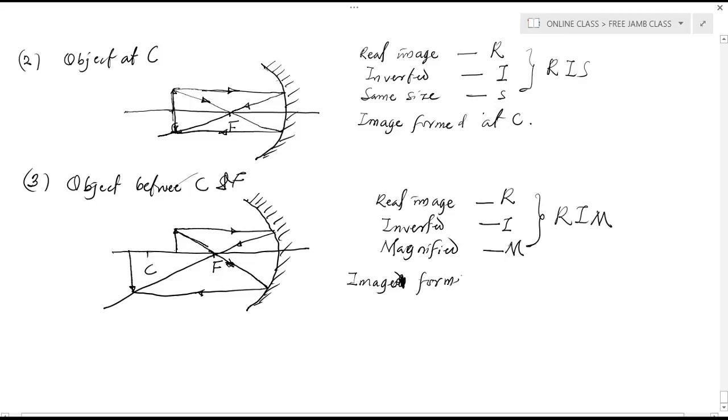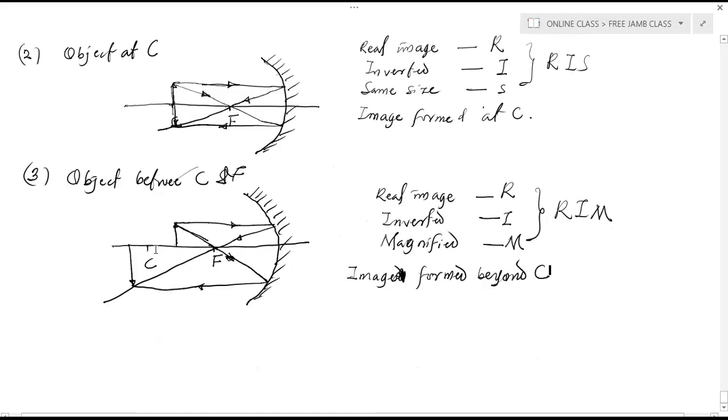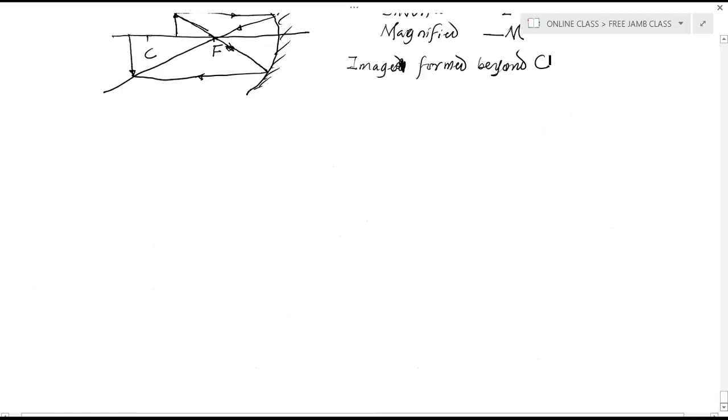You can see the correlation between the first one and the third one. When object is beyond C, image is formed between C and F. Now, object is between C and F, image is formed beyond C. So they are like opposites. So you must get that right. Now let's look at object at F.